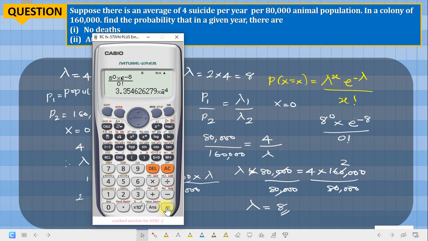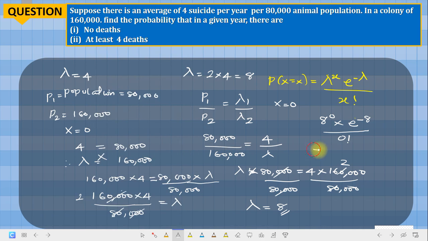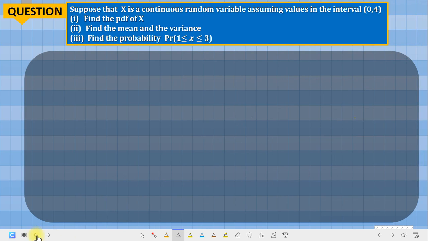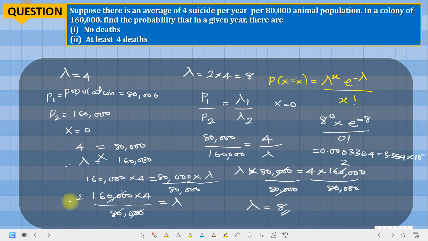The answer we got there is 3.354 times 10 raised to the power of minus 4. And that will be equal to 0.0003354. Okay, so that is the answer to that question, 0.0003354. That is for part 1.